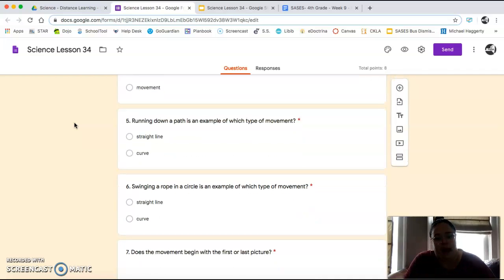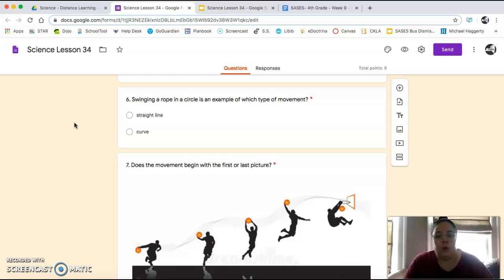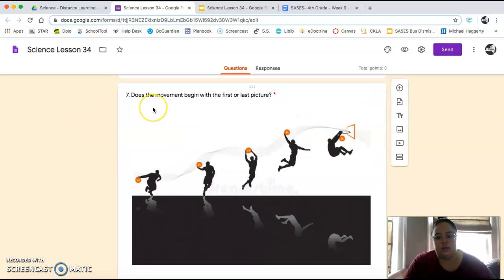Five, running down a path is an example of which type of movement, straight line or curve? Swinging a rope in a circle is an example of which type of movement, straight line or curve? This one wants to know, does the movement begin with the first or the last picture? So where are we starting? Are we starting up here or do we start down here?